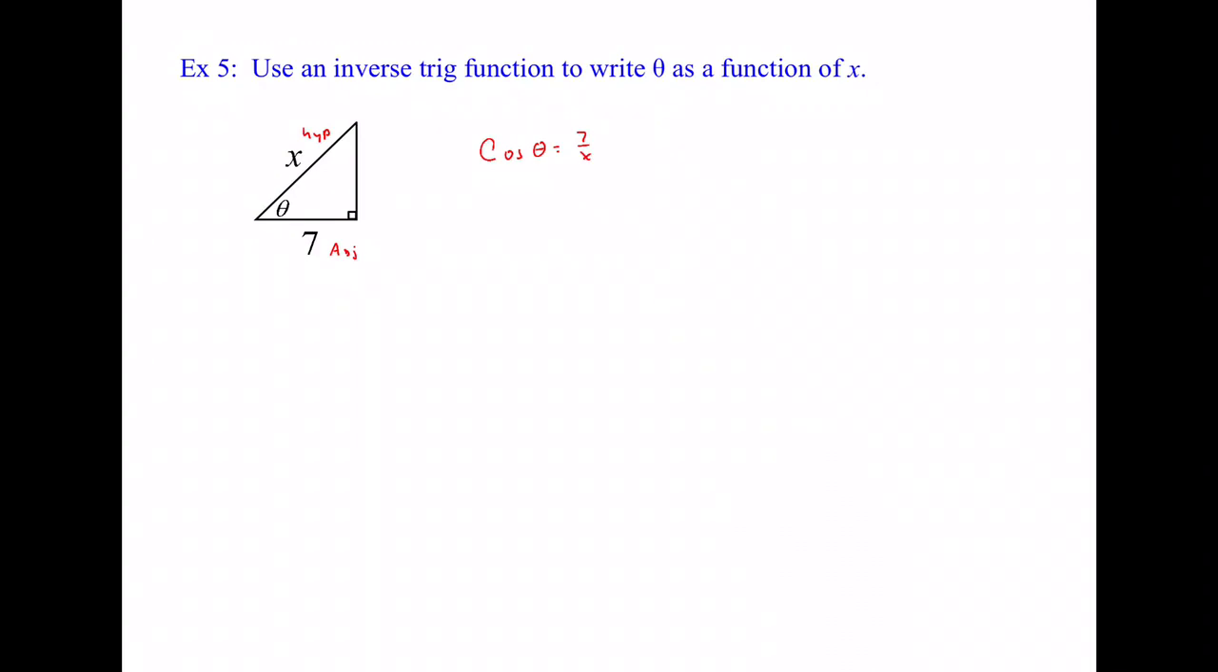But we want to write a trig function to write theta as a function of x. Basically what we want to do is solve for theta. And so to solve for theta, we are going to use the inverse of cosine. And so theta would be equal to the inverse of cosine of 7 over x. And that's really all you need to do.